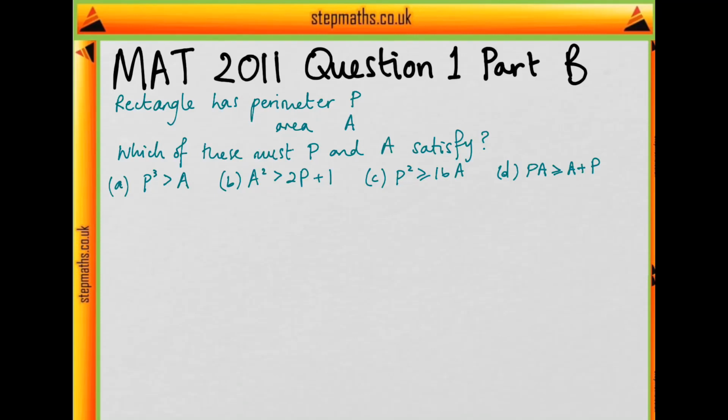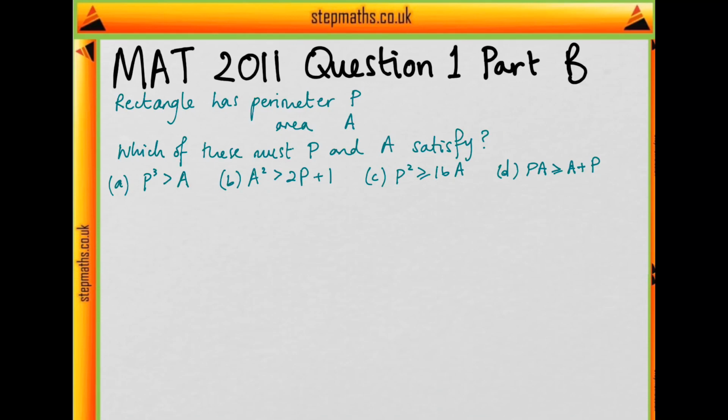Hello, in this video I'm going to go through part B of question 1 on MAP 2011. So here we have a rectangle which has perimeter P and area A, and we want to know which of these inequalities P and A must satisfy. Okay, so let's have a think about what P and A are.